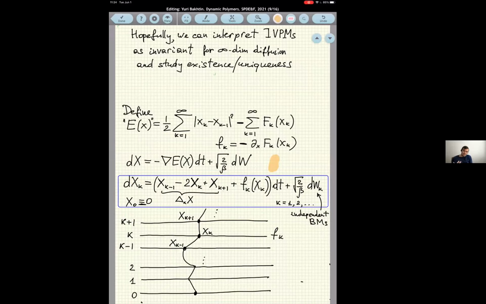You have a stochastic flow where the drift acting on each component depends on neighboring coordinates. There is an external forcing term, F_k, that is given by, remember, a random potential. So there are two layers of randomness here. You have this external randomness that comes from the random potential. And then I'm introducing a bunch of independent Brownian motions, one per coordinate.